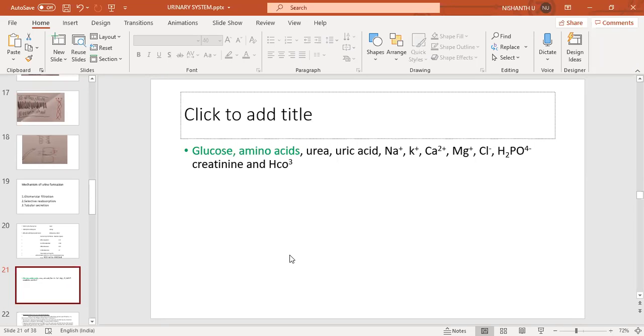One example I will tell you. If you talk about glucose, if glucose entry into the kidney is more than 180 milligrams per 100 ml of blood, then automatically glucose will start to get excreted out in the urine. That is called glucosuria. In a diabetic individual, when the glucose level is very high in their blood, automatically they will have a tendency to excrete it out from the body.